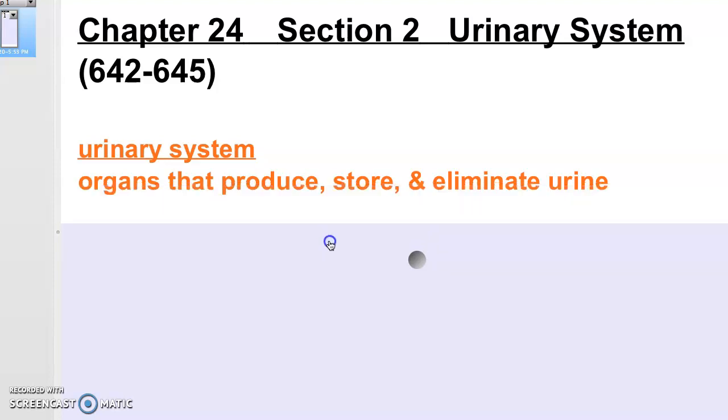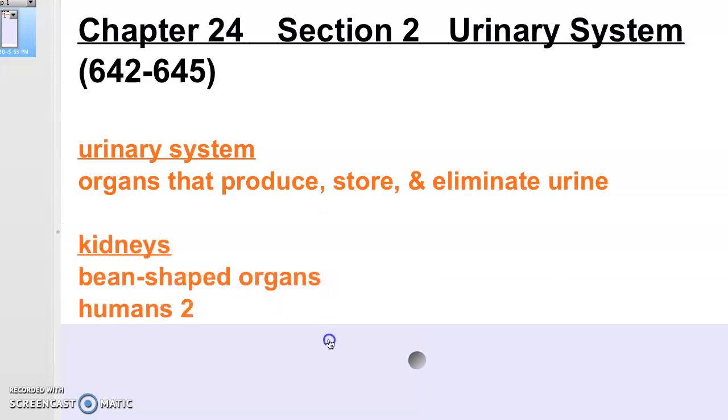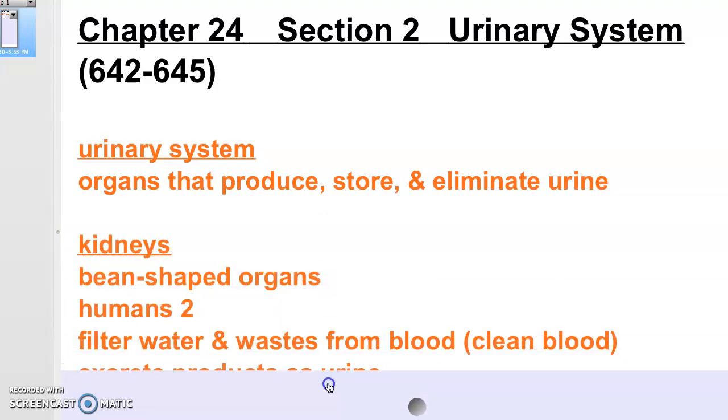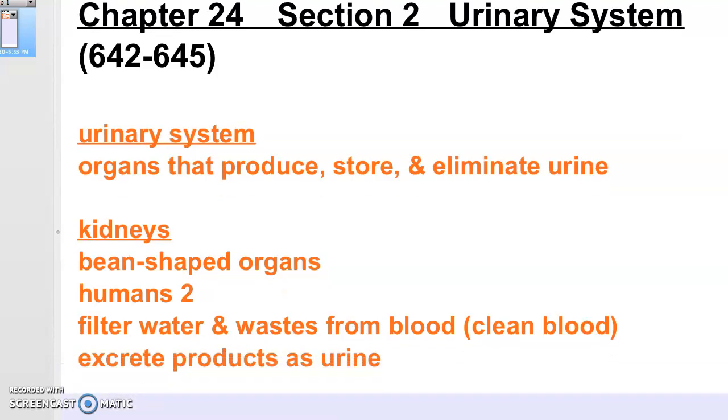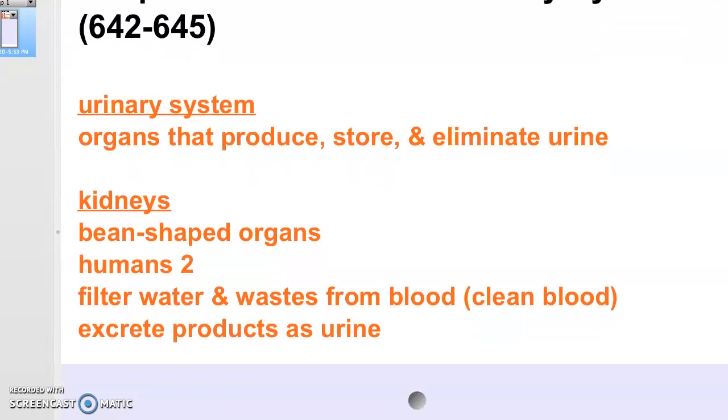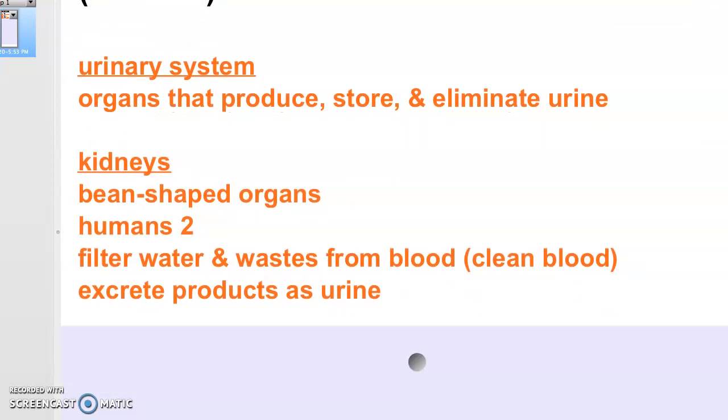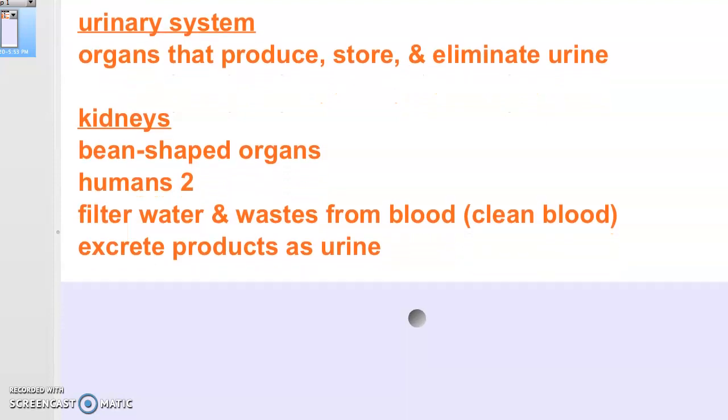So the urinary system, we often think of our kidneys for the most part, but it's all those organs that produce, store, and eliminate urine. Obviously, that does include the kidneys, but there's other parts that we're going to talk about. So the kidneys are bean-shaped organs, and in humans we usually have two of them, and they filter water and waste from the blood. Essentially, they clean our blood, so they get rid of waste through our bladder, and we take it outside of our body. So they keep our blood very, very clean.